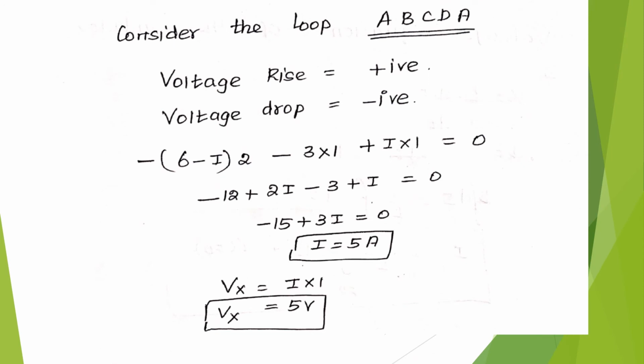Okay, see, consider the loop ABCDA. Voltage rise is taken as positive, drop is taken as negative. So minus of 6 minus I into 2 minus 3 into 1 plus I into 1 equal to 0. So minus 12 plus 2I minus 3 plus I equal to 0. So minus 15 plus 3I equal to 0. I is equal to 5 ampere. Voltage Vx is the current flowing through 1 ohm resistor into the resistor. So current is 5 ampere, resistor is 1 ohm, so Vx equal to 5 volt.